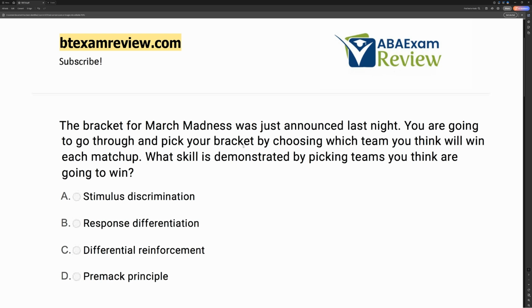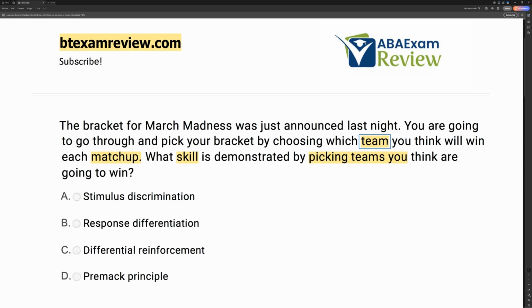The bracket for March Madness was just announced last night. You're going to go through and pick your bracket by choosing which team you think will win each matchup. What skill is demonstrated by picking teams you think are going to win? So we're looking at a skill here and what you are demonstrating by picking teams you think are going to win. Now, in this bracket, you have different matchups with different teams.